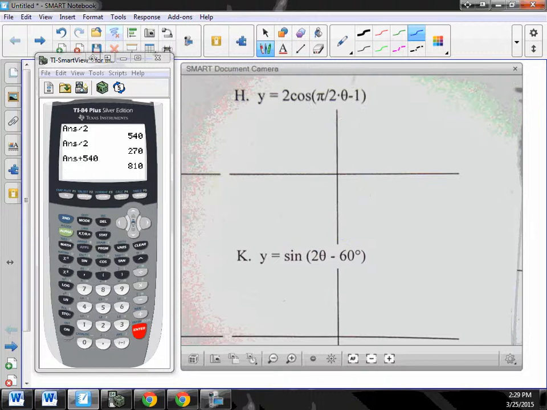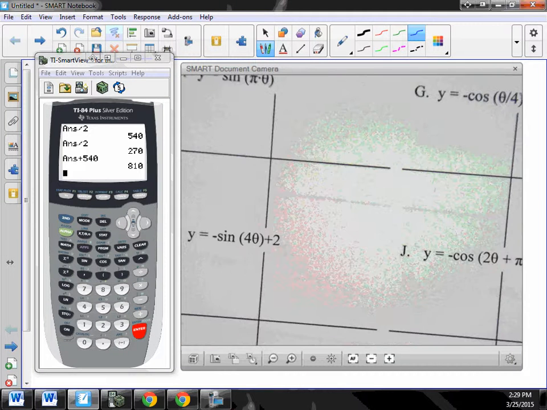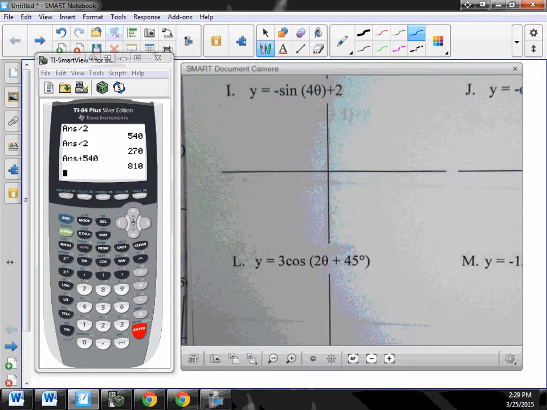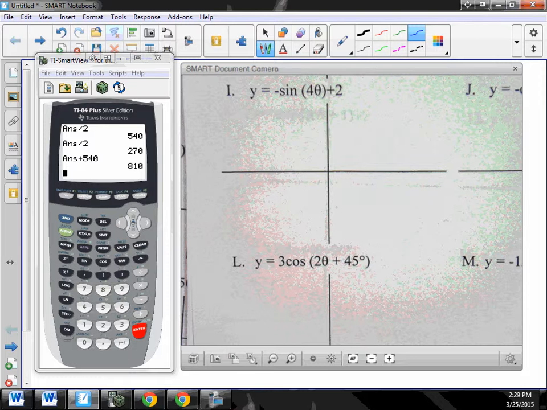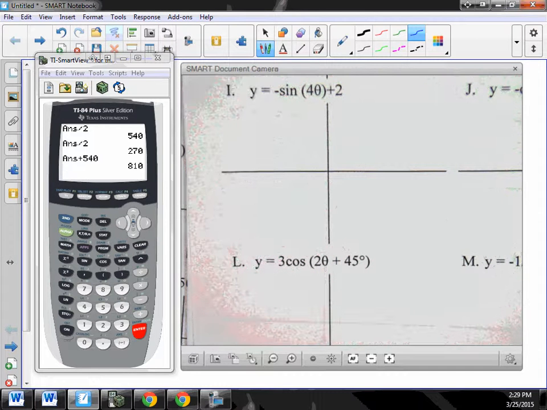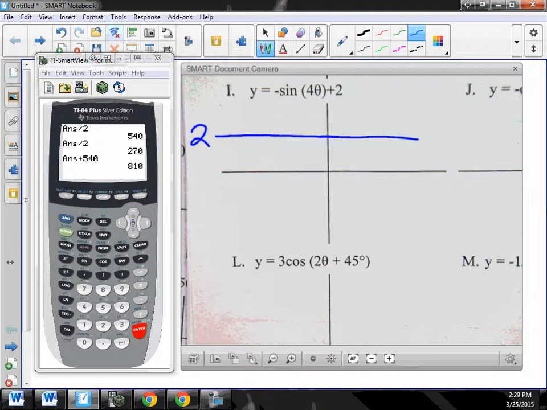Letter I. What's going on here? 4 times faster, which makes the period 90. 360 divided by 4 is 90. What else is going on? It's upside down and not up 2. So my center line is up here at 2. Where is my maximum? Max is at 3, and min would be at 1.